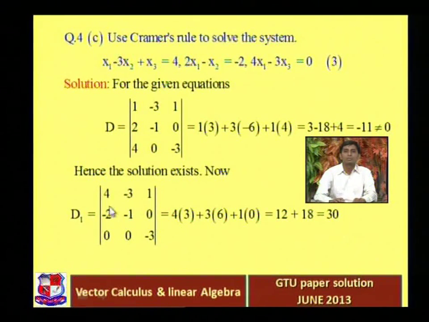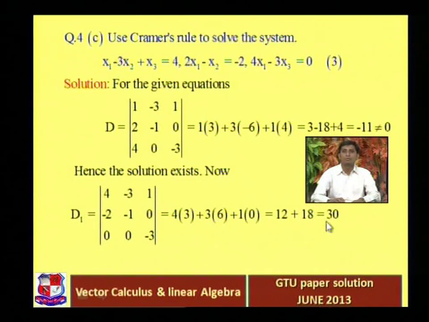Now solve this determinant, you should know how to solve a determinant. That is 4 into minus 1 into minus 3, that is 3, plus 3 into minus 2 into minus 3, that is 6, plus 1 into 0, that is equal to 12 plus 18, that is equal to 30.